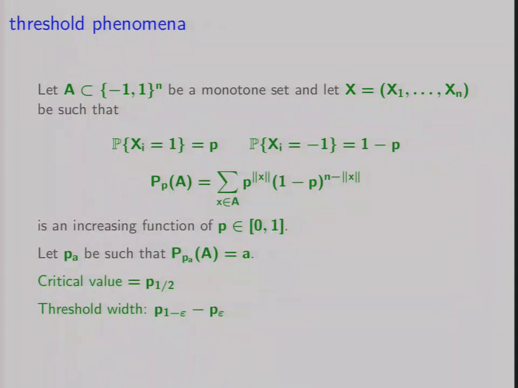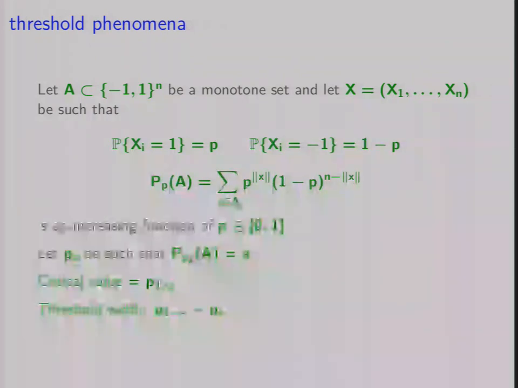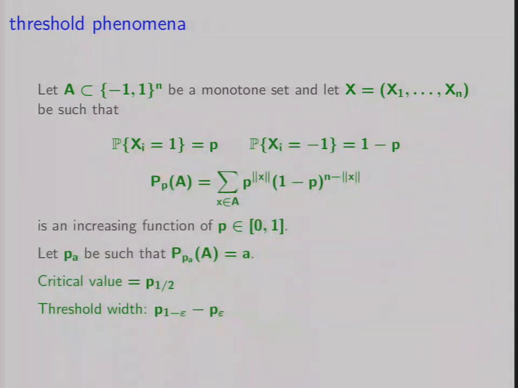Now if this is a monotone set, right? By monotone I mean that there are various ways of saying this. For example, you can look at the indicator function that x is in A. So this is a monotone function of each coordinate. That's one way of defining it. Another way is that if somebody changes a vote from -1 to 1, then this can only increase. So we have a monotone set.